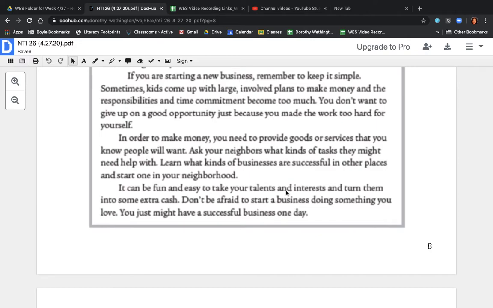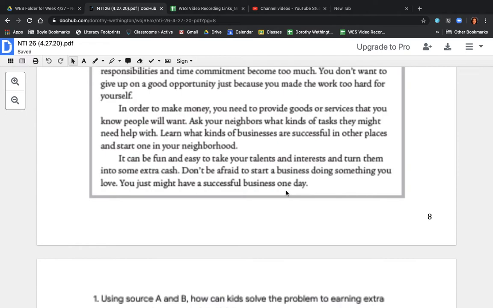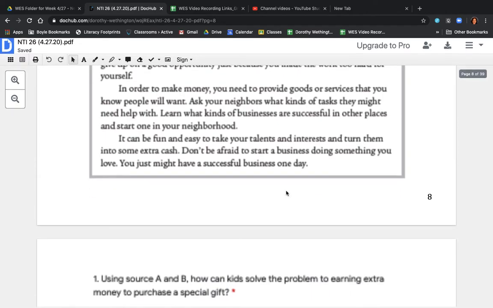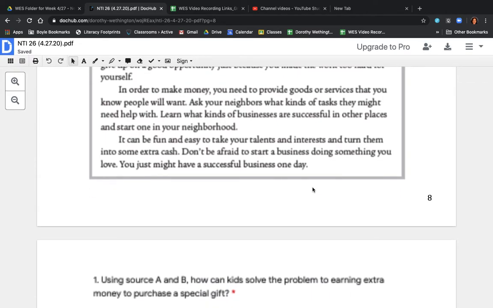It can be fun and easy to take your talents and interests and turn them into some extra cash. Don't be afraid to start a business doing something you love. You just might have a successful business one day.